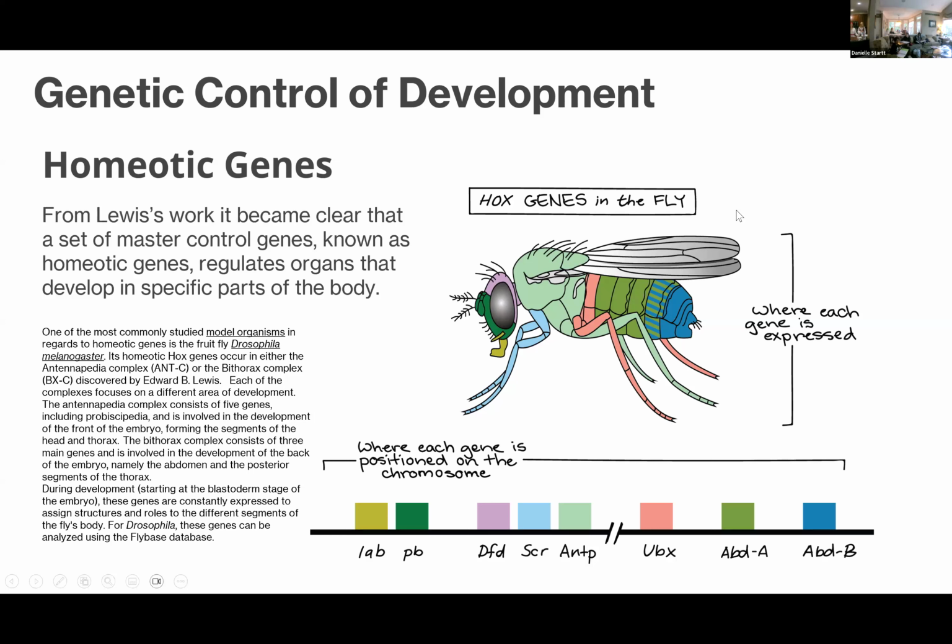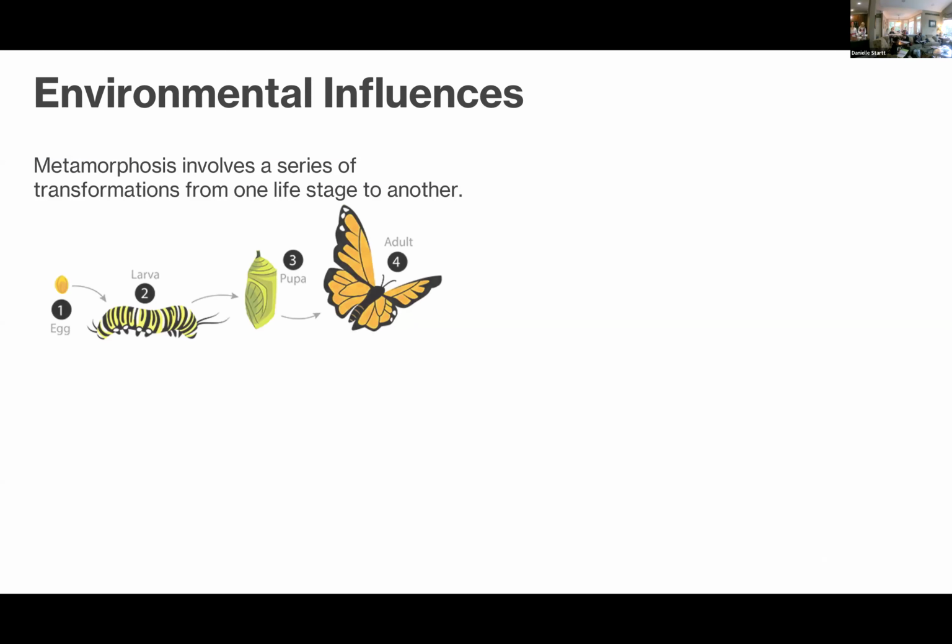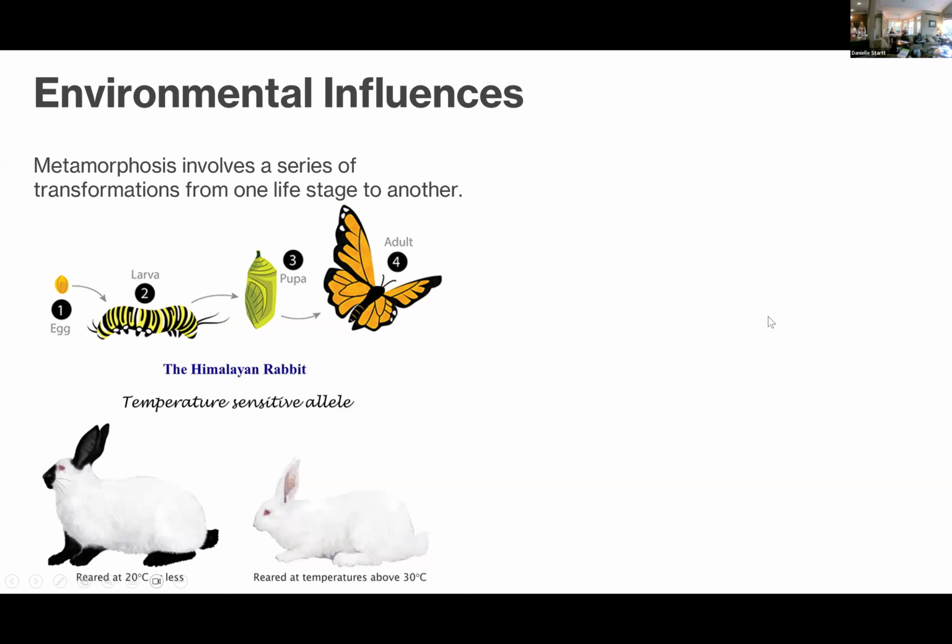So it's from this guy, Lewis. It became clear that a set of master control genes, known as homeotic genes, regulate organs and develop specific body parts. So what involves a series of transformations from one life stage to another? You probably learned this in kindergarten. What's it called when an organism goes through various stages of life? They look like one thing. There you go. Yeah, so metamorphosis. All right. Oh gosh, we're going way back, aren't we? You have an egg and then a larva and then a pupa and then an adult. So there are genes that control these factors too.